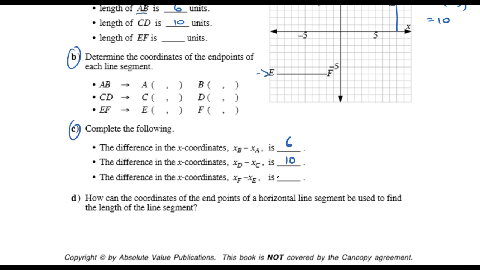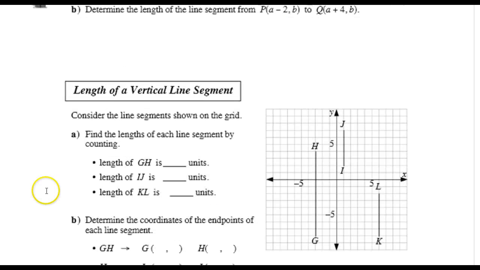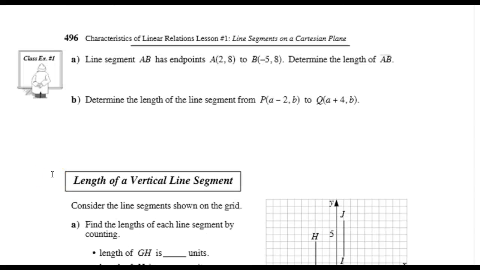Okay. So how can the coordinates of the endpoints of a horizontal line be used to find the length of a line segment? You can just subtract the smaller one away from the bigger one to get the entire length. Okay, so let's do a couple here. If AB has endpoints of (2, 8) and (-5, 8), determine the length of AB.